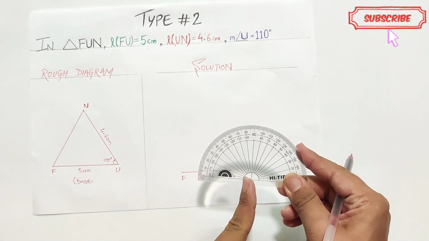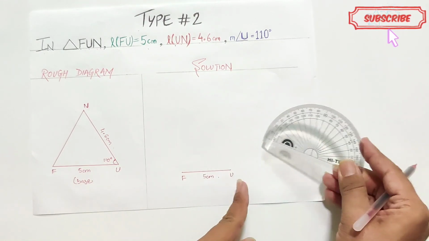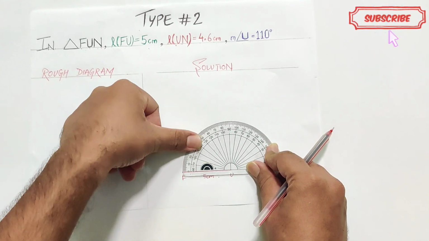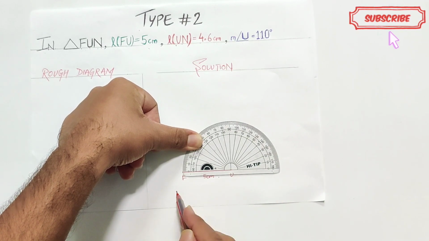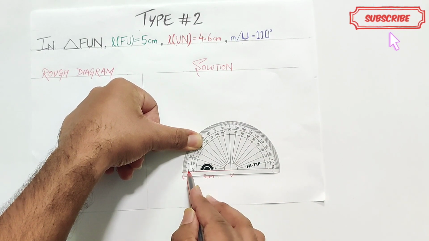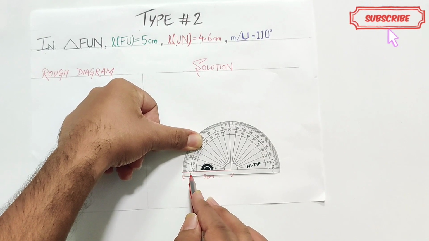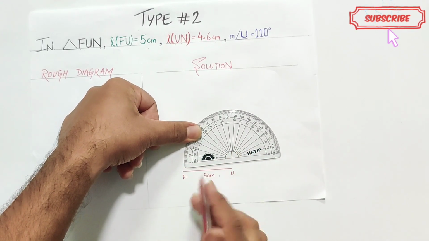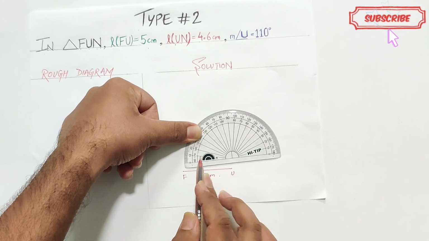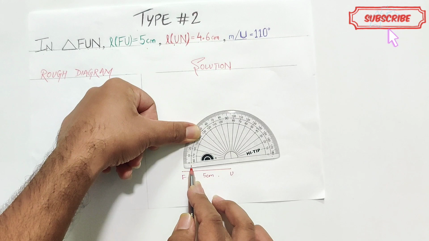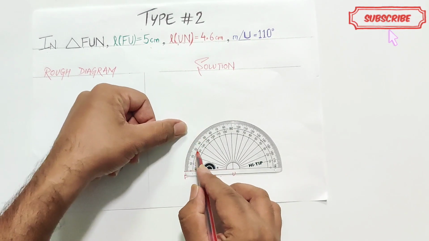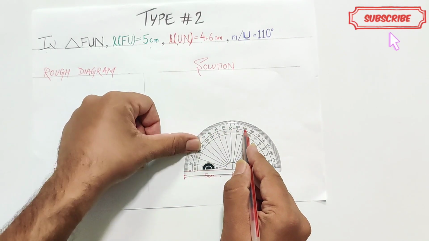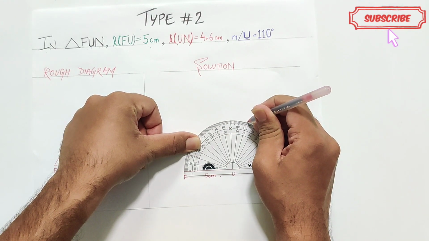See, when I keep this center point on U, in this way, which zero are you going to take, this side one or this side one? You have to choose the zero on this side. Why this side? Because the line is below this. I will pull this up for you all. You can see the line is on this side, so we are going to take 0 of this side. 0, 10, 20, 30, 40, 50, 60, 70, 80, 90, 100, 110. We are going to put a point over here.